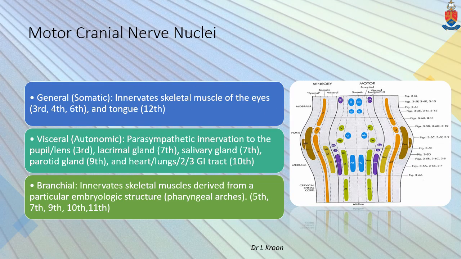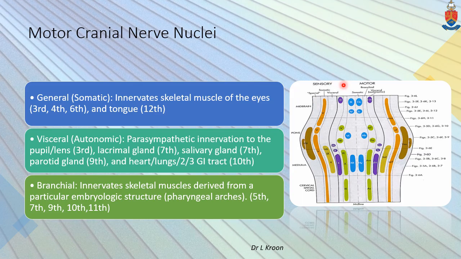The motor cranial nerve nuclei also reside in three columns. Two of the names are the same, in other words, the general motor as opposed to the general sensory column, and then we have the visceral motor as opposed to the visceral sensory column. And the one that is different would be the branchial motor. So we will go over those individually. General motor refers to the cranial nerve nuclei that innervate skeletal muscles of the eye or the tongue. So this will be cranial nerves 3, 4, 6, and cranial nerve 12.